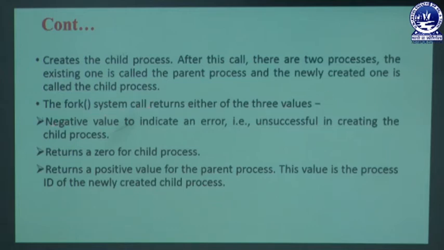One is known as a negative value, which is indicated as an error and is unsuccessful in creating the child process. And if it returns a 0 for the child process, then we can easily return a positive value for the parent process. This value is the process ID of the newly created child process. Whenever you are creating a new child, in that moment we are getting a positive value. Whenever we are not creating another new child, we return a 0 value. That's why we are creating this part.